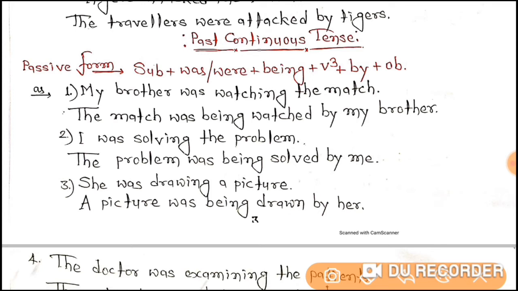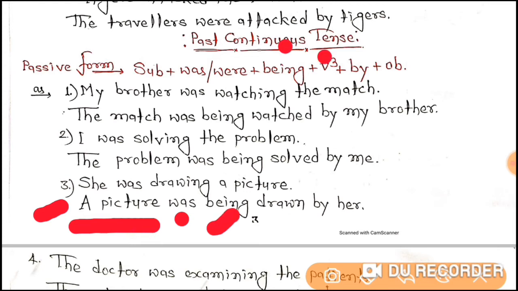Now let's understand the third example. She was drawing a picture. So drawing what? A picture. So I have put "a picture" as the subject of the passive voice, and as a picture is singular, I have added what? Was, and then being you have to use here, and then V3.